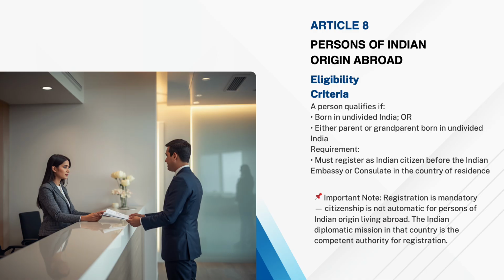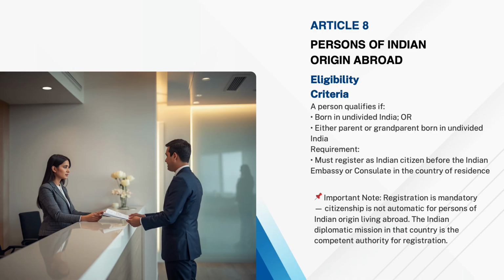And at that time, there were people, PIO, persons of Indian origin. Let's use the term PIO. I hope you won't get confused. So these PIO, in order for them to be eligible to be a citizen of India, right? First of all, a person qualifies as a PIO if they were born in undivided India, or either of their parent or grandparent were born in undivided India, right? And so their requirement to be a citizen of India is they must register as Indian citizen before the Indian embassy or consulate in every country of residence.